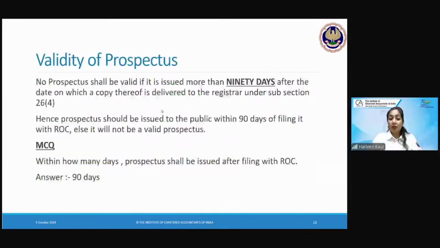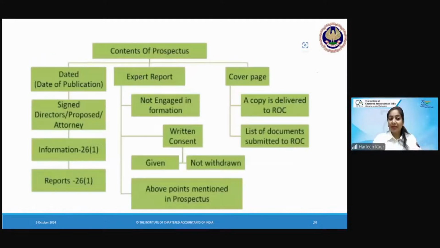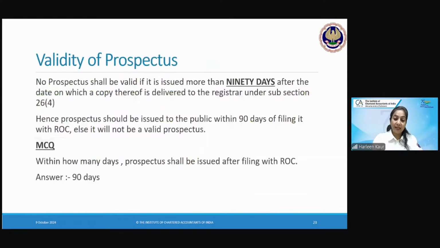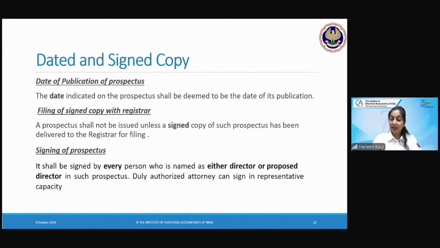So any doubts in section 26? I hope section 26 is now clear to all of you. Now, that question that was coming in my mind, an MCQ, I want to ask you. If there is a company which is issuing a prospectus through OFS and it's a deemed prospectus, then who all shall be signing that prospectus? All the directors, 3 directors, or 5 directors of the company, or the proposed directors.